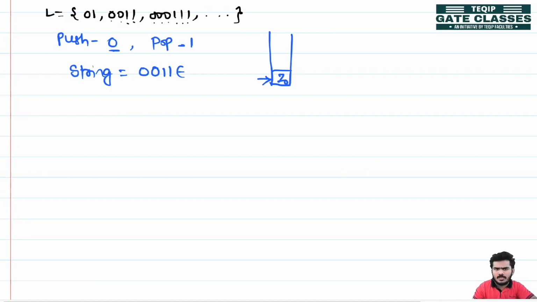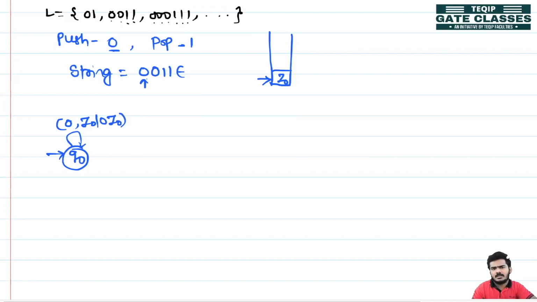Now the input pointer is pointing here, and initially I am in the q0 state. q0 is the initial state. So here I can say that 0 is there, and the top of the stack is Z0, or we can say the bottom of the stack. So 0 is there as input, and the top of the stack is Z0. We can say anything for this. Now I will update the stack, which means I will push into the stack.